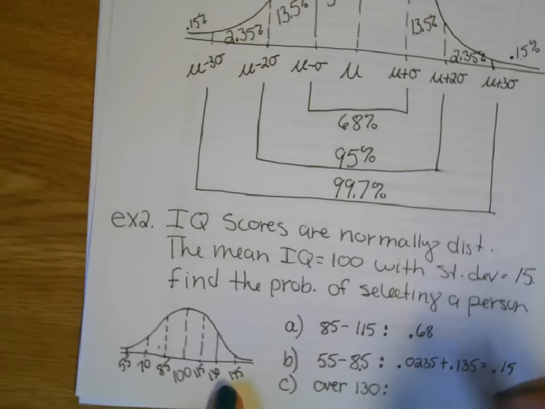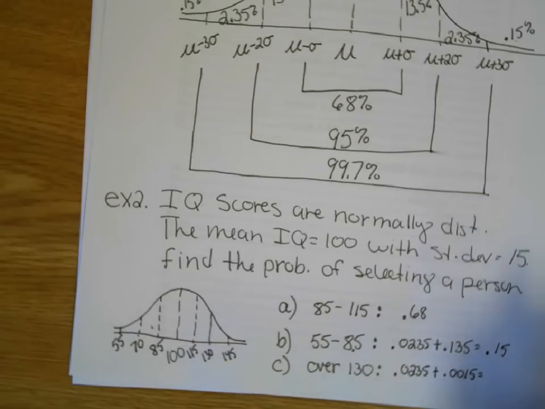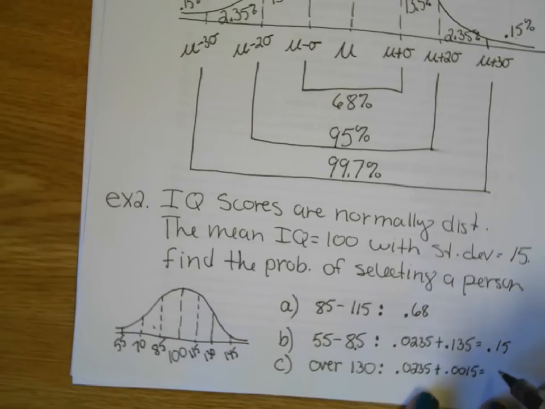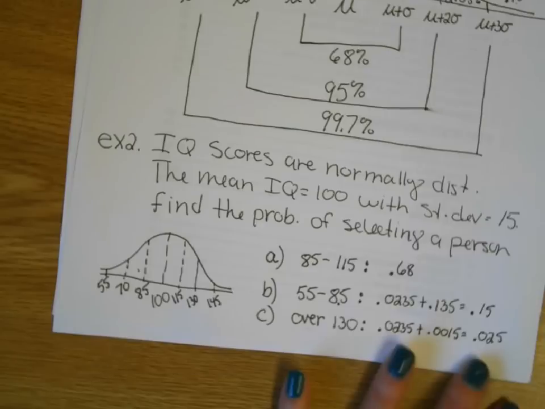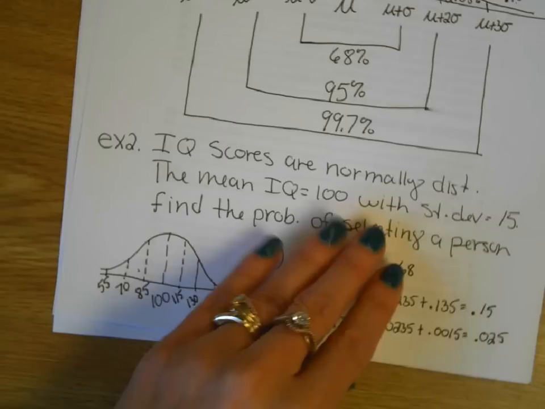And if I stick with my decimal, it's going to give me 0.0235. It doesn't matter to me what you do, but I think the book does all decimals. But I wouldn't mark a percent wrong. 0.025, so 2.5%. Okay, so you can do the empirical rule.